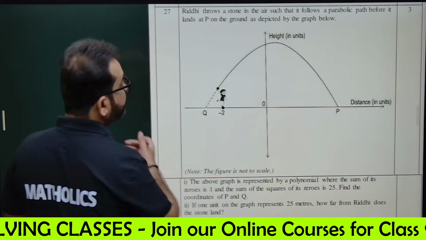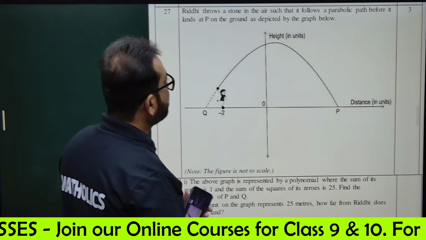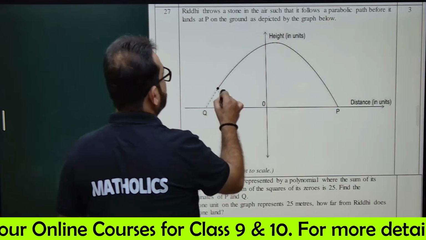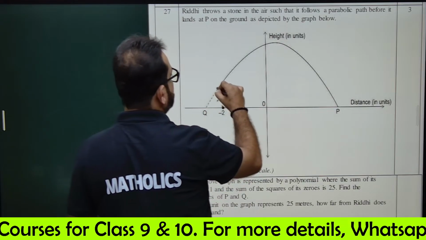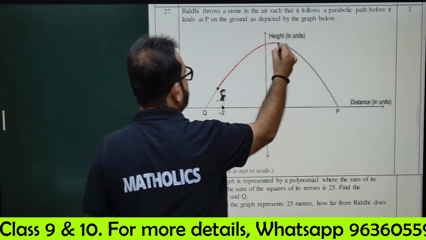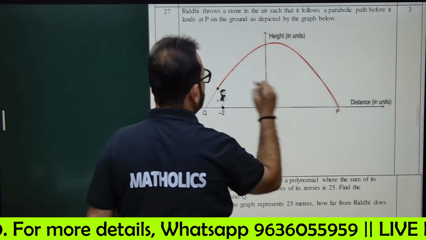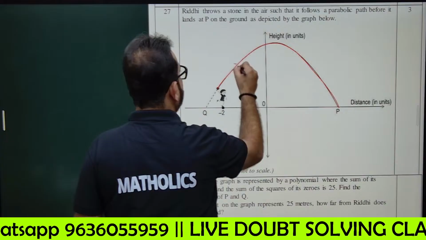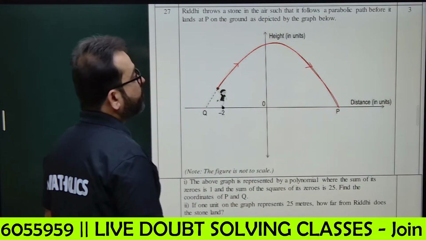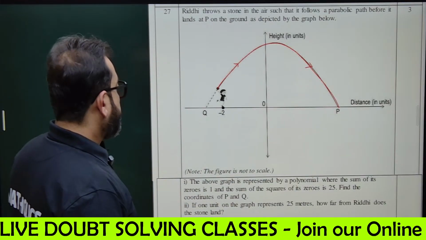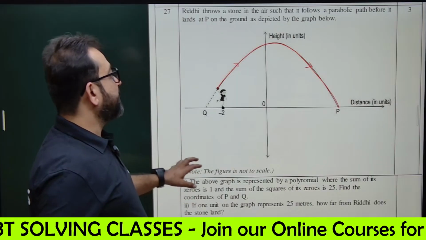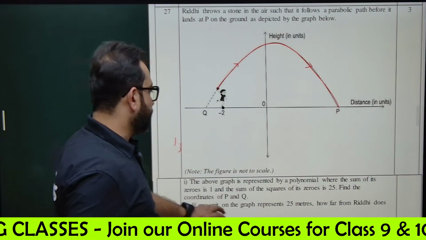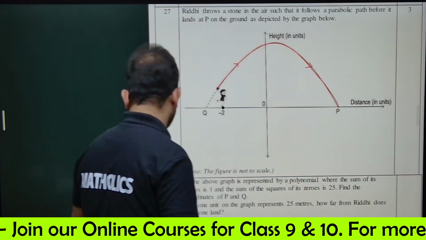Now, come to this question. Before it lands on P on the ground, this is the boy, or Riddhi, this is the girl. She's throwing, and the graph goes like this before the ball falls onto the ground. Okay, this is the path. Now, the above graph is represented by a polynomial.